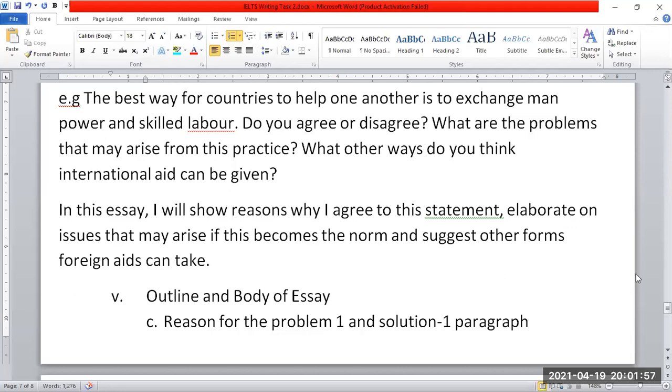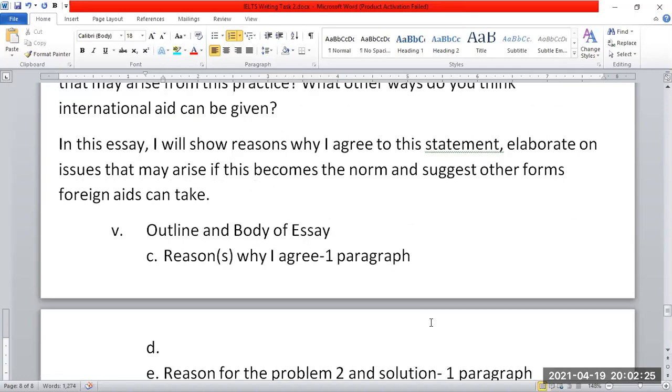Of course, your outline and body, it will now be paragraph 1 would be reasons why I agree. Do you agree? All right. Then you have paragraph 2.